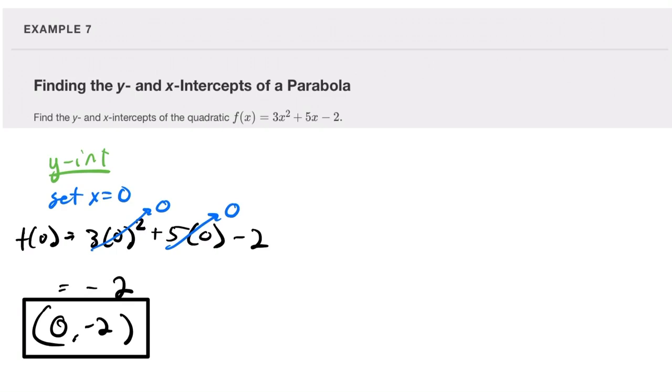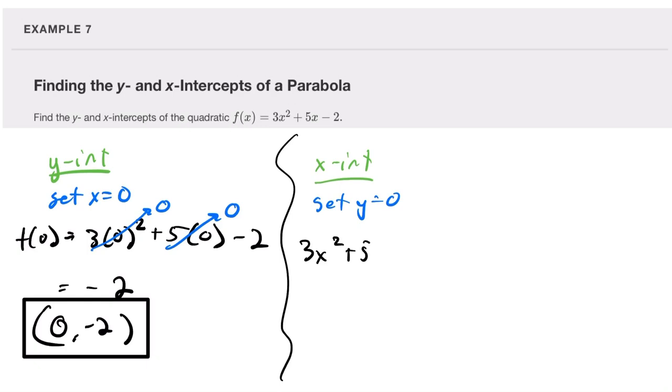Okay, so then for the x-intercept, we set y to 0 and solve. So then we're going to have 3x squared plus 5x minus 2 equal to 0. Now we could use the quadratic formula. We might be able to factor this guy. We're looking for two numbers that multiply to give us negative 6 and add to give us 5. Looks like it's going to be 6 and negative 1.